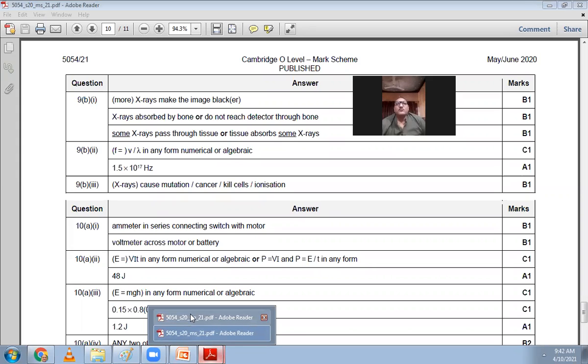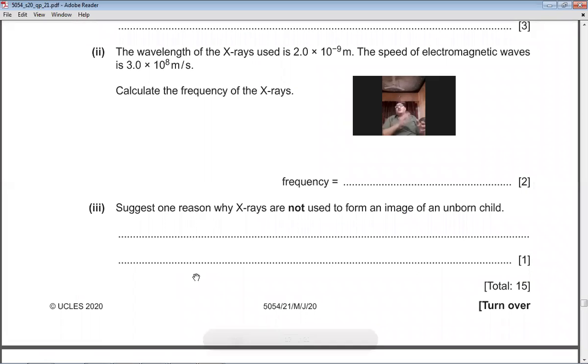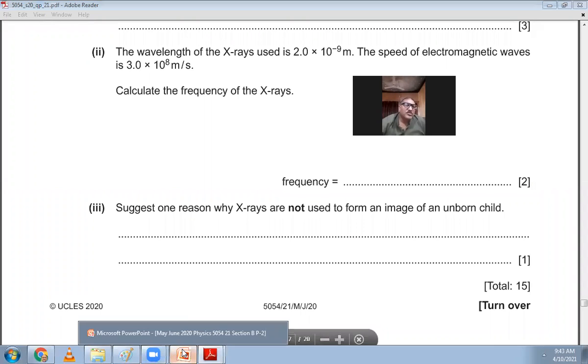The X-rays cause mutation, cancer, kill cells, energy. That's the next part. Suggest one reason why X-rays are not used to form an image of an unborn child. You see, X-rays have very high energy. Their frequency is higher, and they can damage the tissues. They can cause mutation of the cells, and that's why we don't use this for imaging unborn children. For imaging unborn children, we use ultrasound.